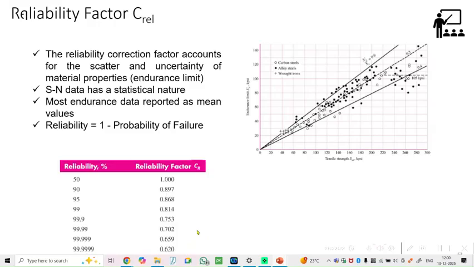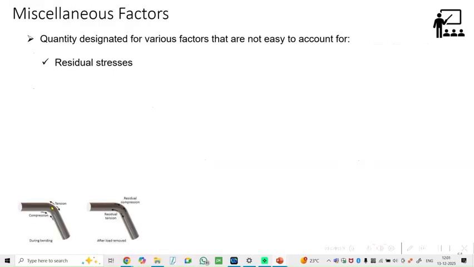Now the miscellaneous factor is very qualitative in nature, but OEMs have developed their own databases for known factors. So it can be residual stress. When something is bent, obviously the top surface will see tension and the bottom compression. That's as usual, not an issue. But once you release the load, the bottom will become residual stress and the top will be compression.